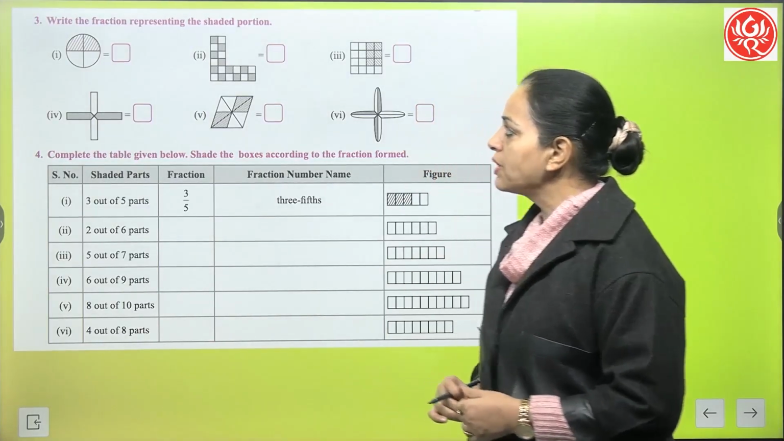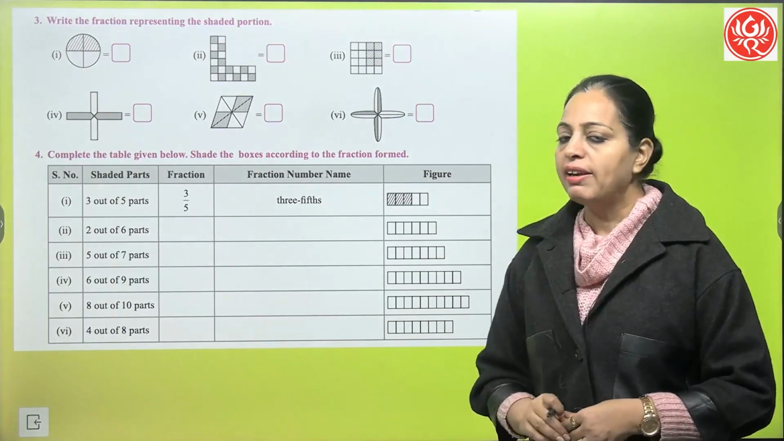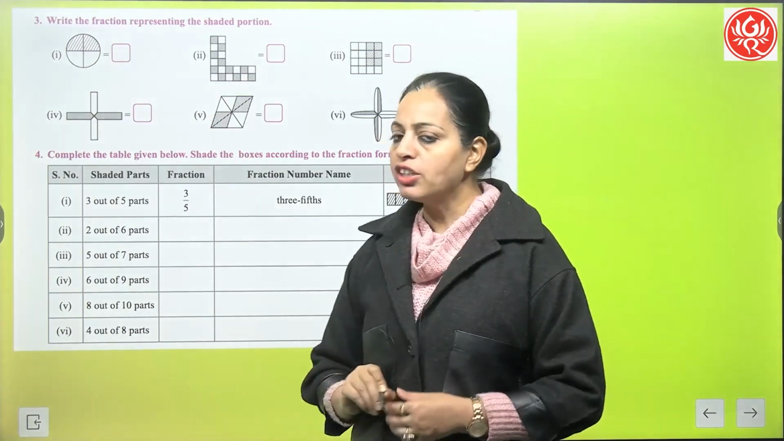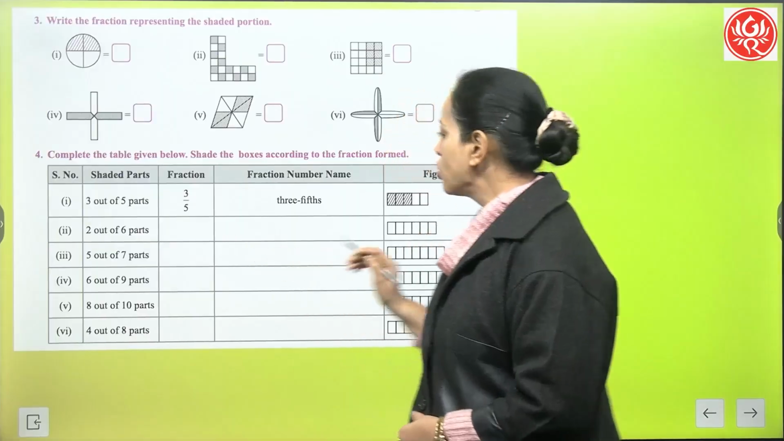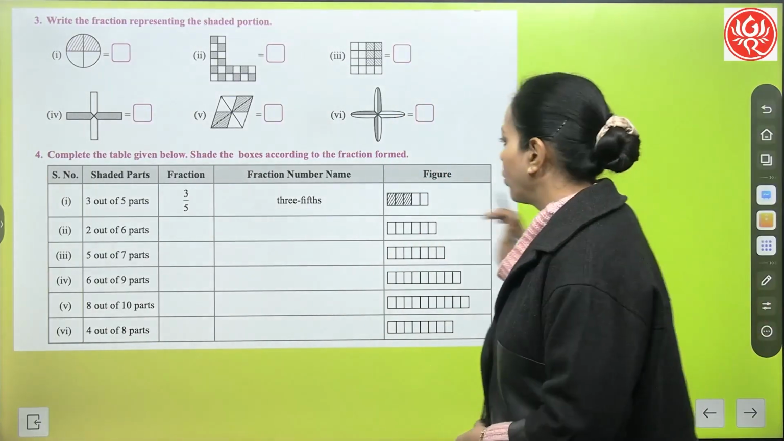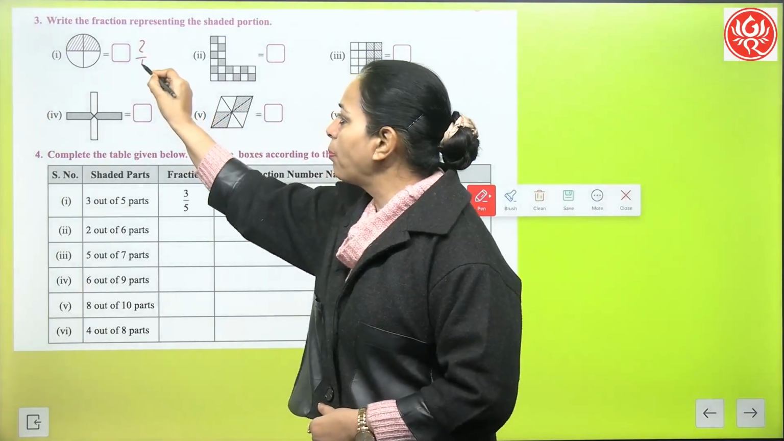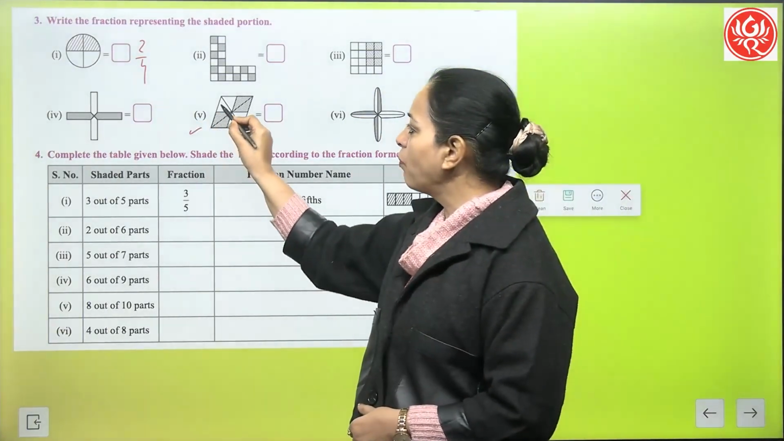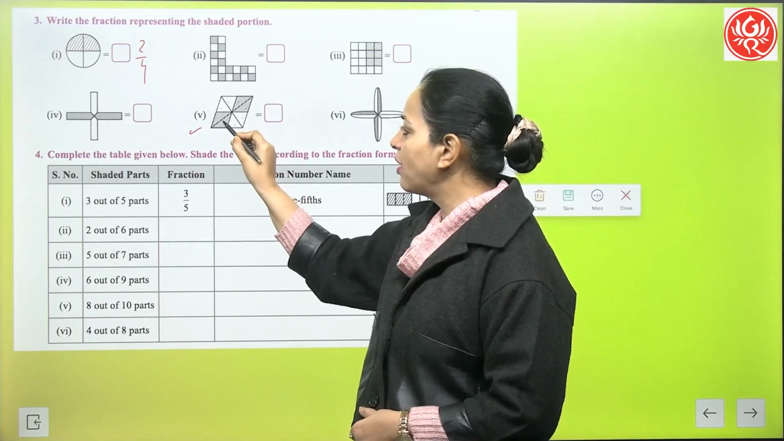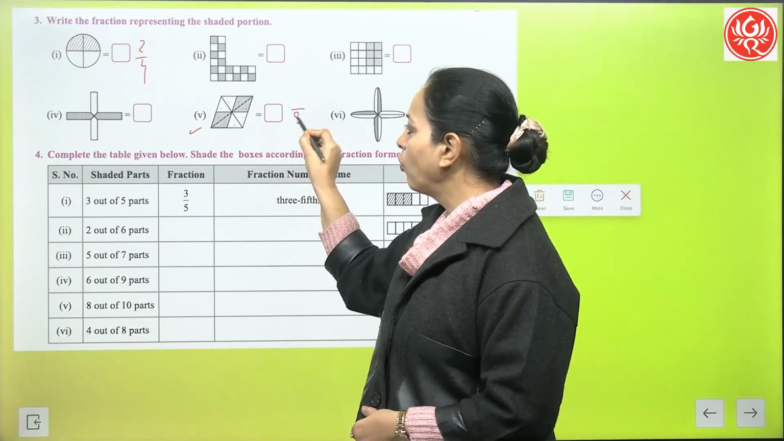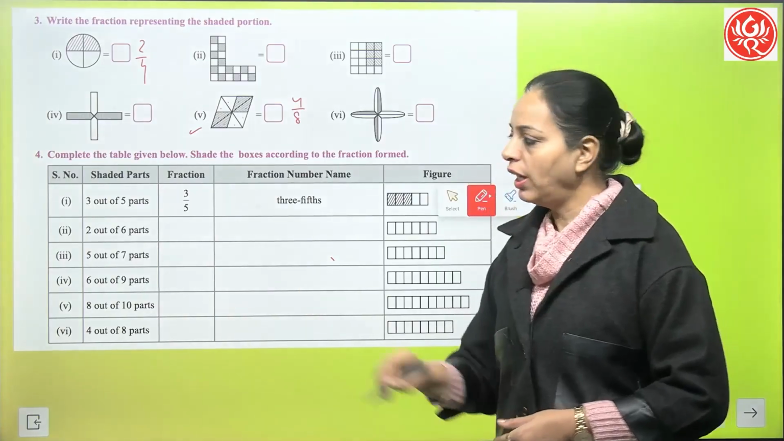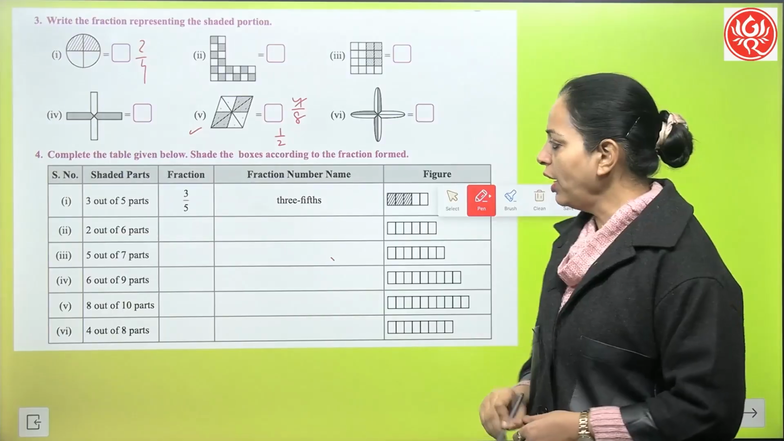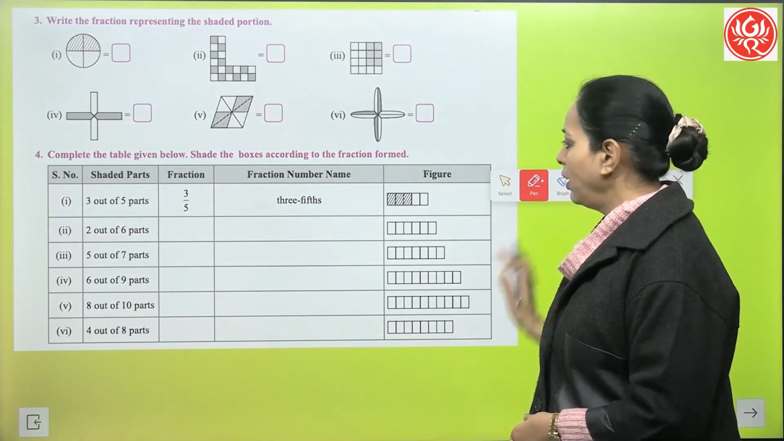Write the fraction representing the shaded portion. Like the first one, total parts 4. Out of 4, 2 are shaded. So this becomes 2 upon 4. Okay, like the fifth part, 1, 2, 3, 4, 5, 6, 7, 8. Out of 8, 4 are shaded. 4 upon 8, or we can write it as 1 by 2. Now similarly you can try the remaining parts.